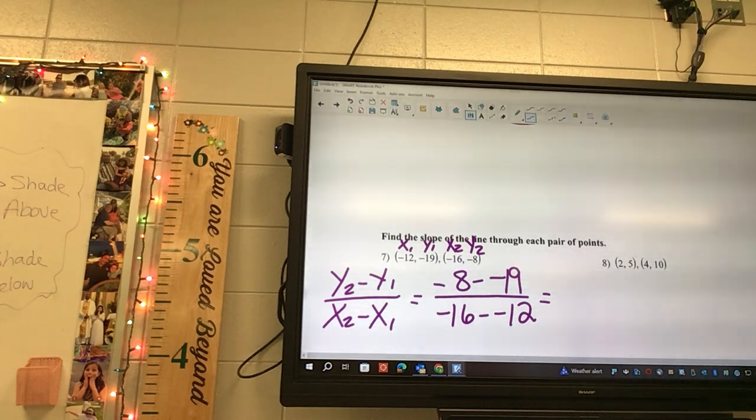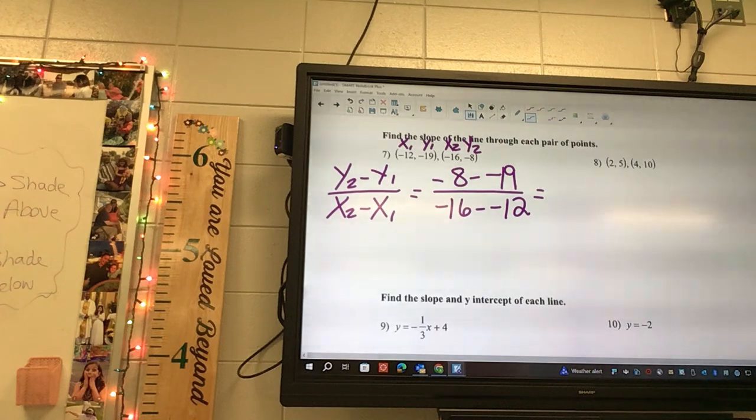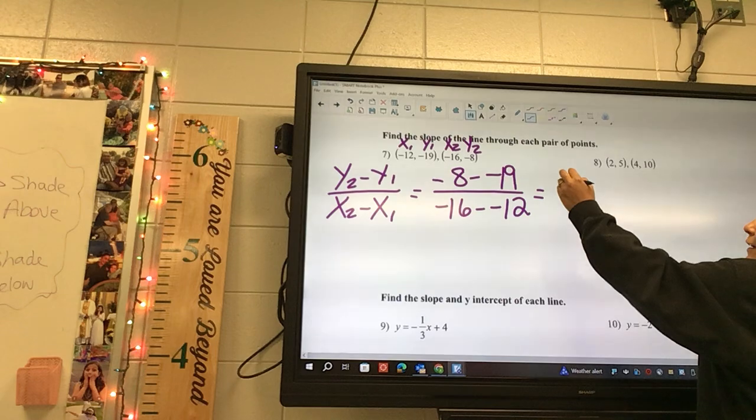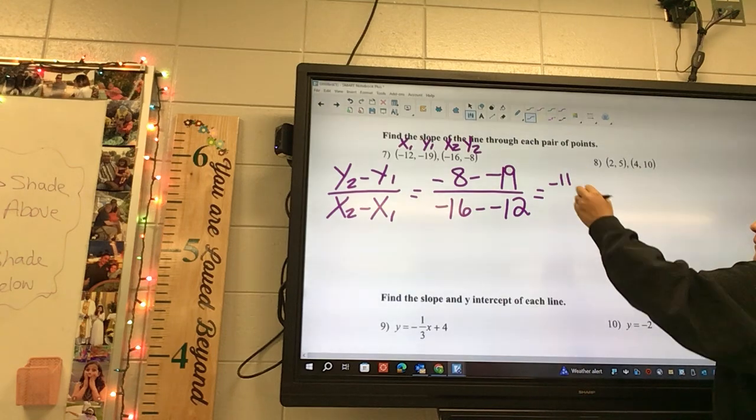Okay, what did you guys get for that? Don't tell me nobody typed it in while this was going on. Listen. Negative 11 over 4. Negative 11 and then the bottom number is 4.